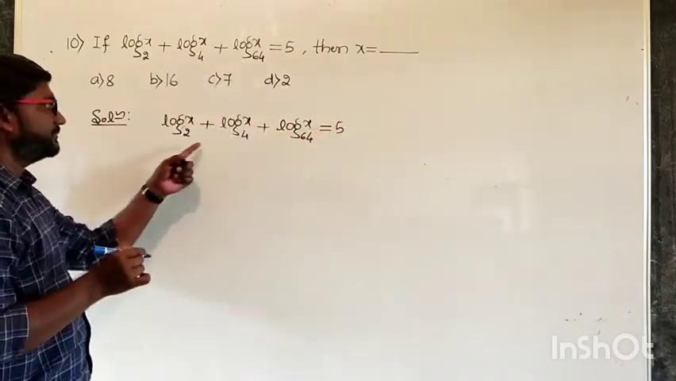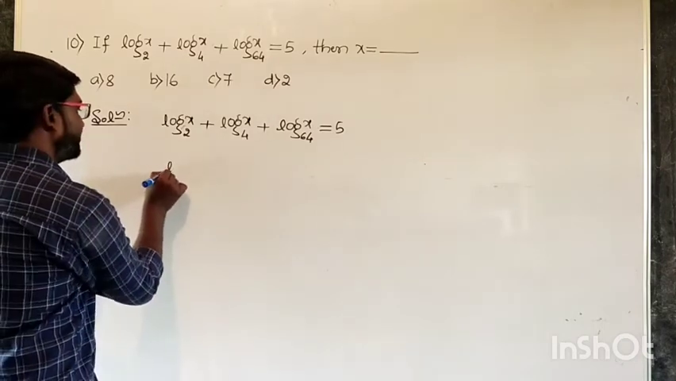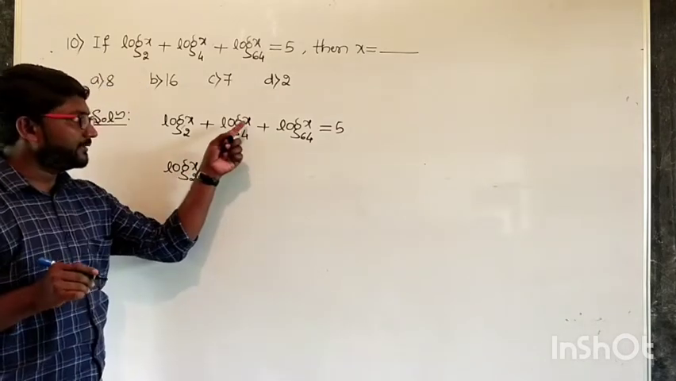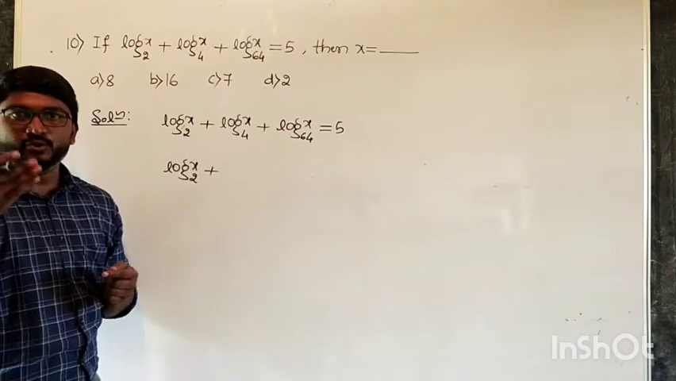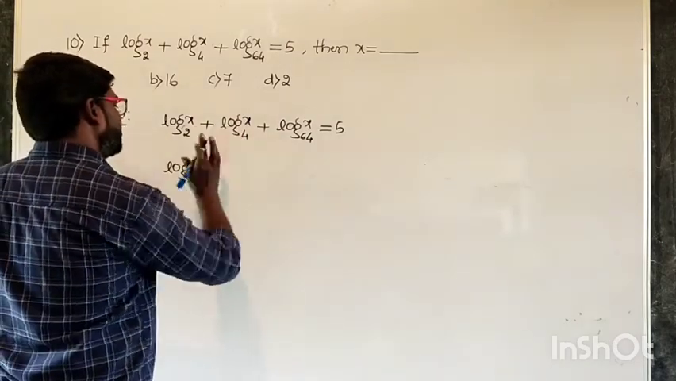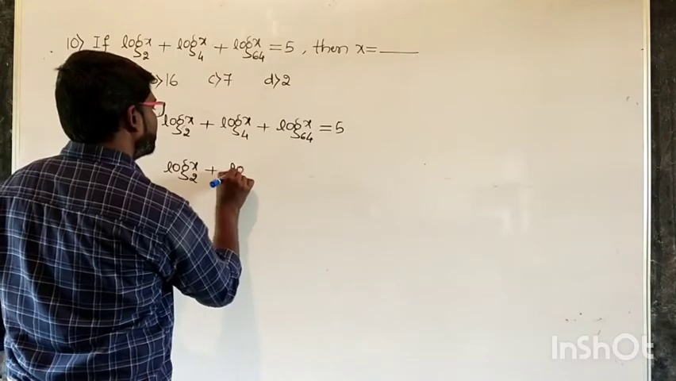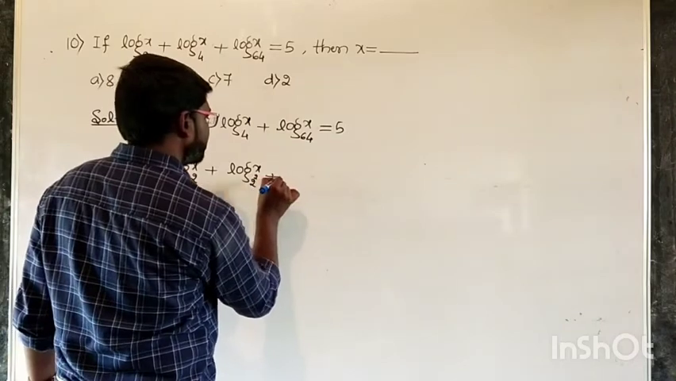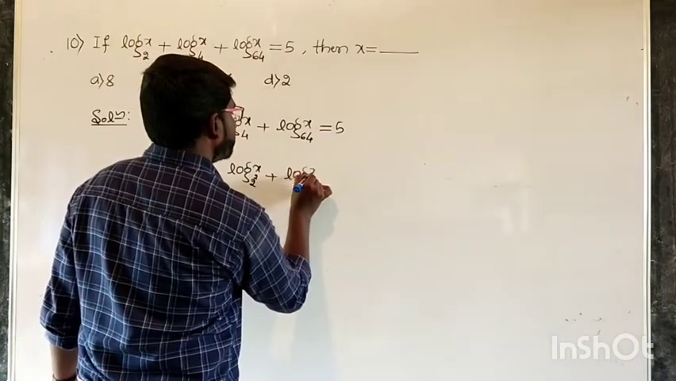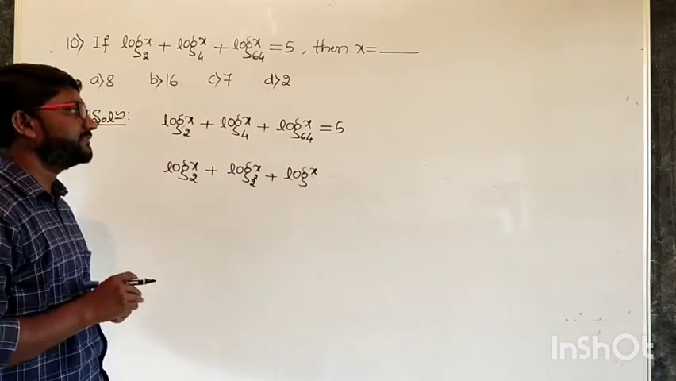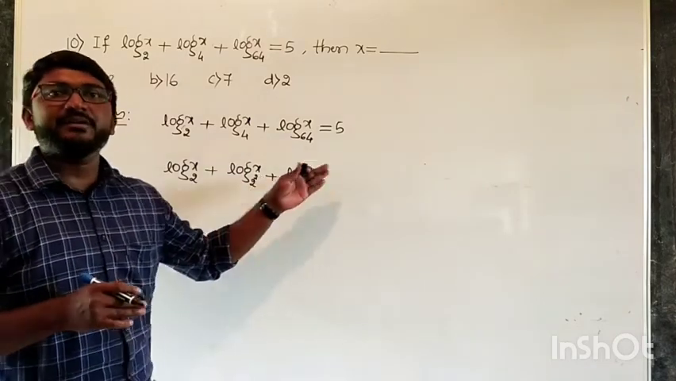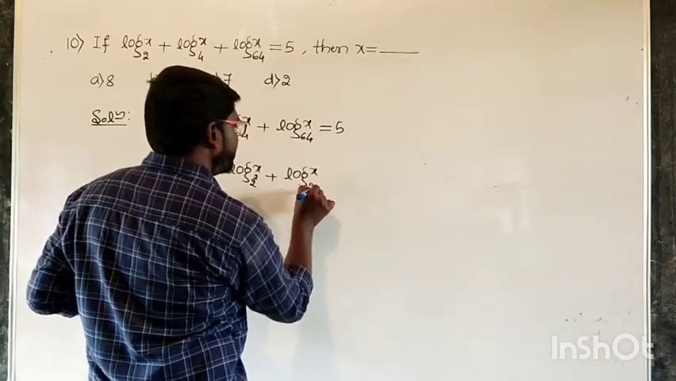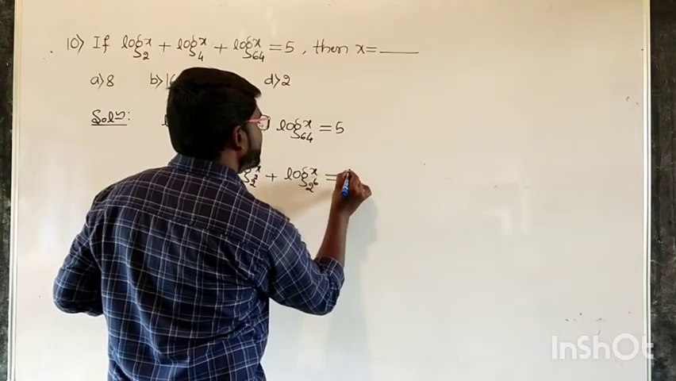Now I write the first term as it is: log x to the base 2, plus here 4 can be written as 2 square, so log x to the base 2 square, plus log x to the base 64, which can be written as 2 raised to 6. 2 raised to 5 will be 32 and then 2 raised to 6 will give us 64. So I write this as 2 raised to 6, which is equal to 5.